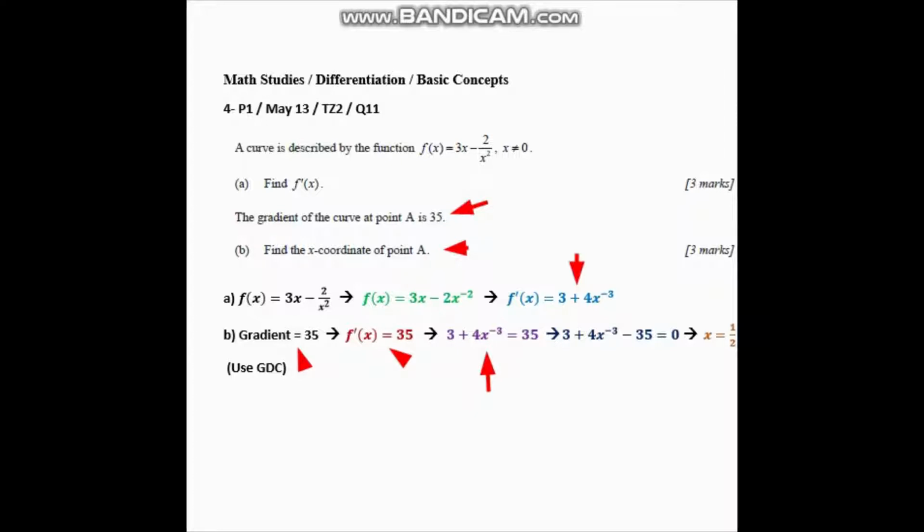In order to solve any equation, I should first rewrite it as an equation that equals 0. So to go from this purple equation to the dark blue equation right there, all I did was I took the 35 to the left hand side and changed its sign. So I have 3 plus 4x to the power of negative 3 minus 35 equals 0. I can easily solve this equation using the GDC, and you shall see how to do that right now.